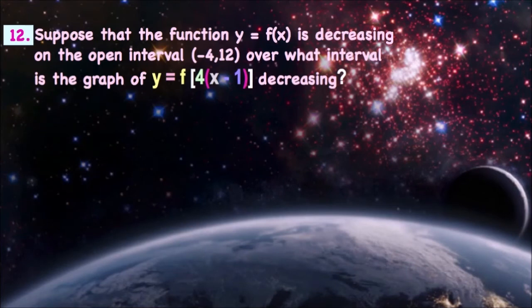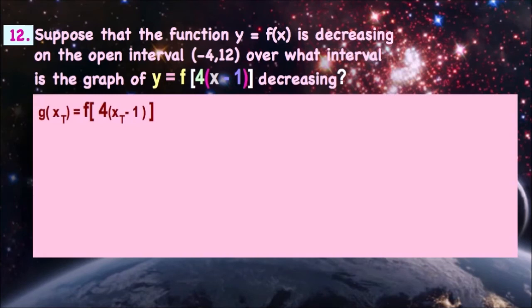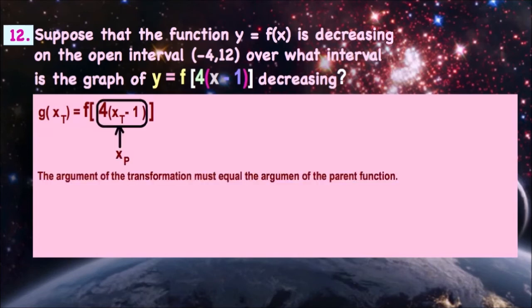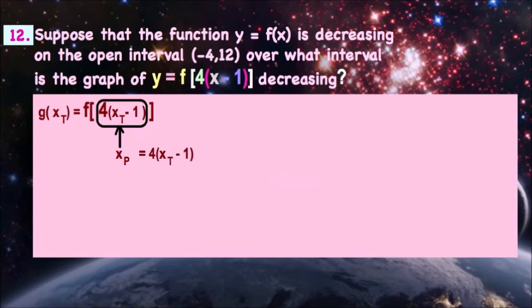Question 12. Suppose that the function y equals f of x is decreasing on the open interval (-4, 12). Over what interval is the graph of y equals f of 4 times the quantity x minus 1 decreasing? g of x transformation equals f of 4 times x transformation minus 1. The argument of the transformation must equal the argument of the parent function.